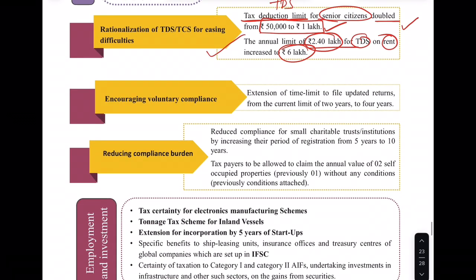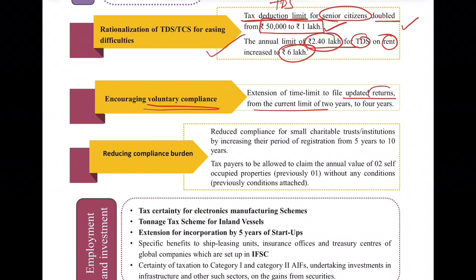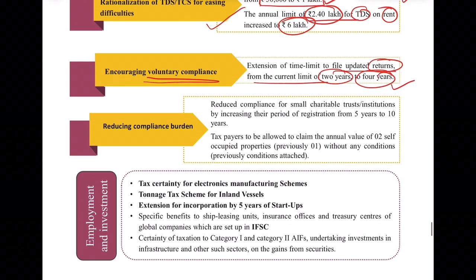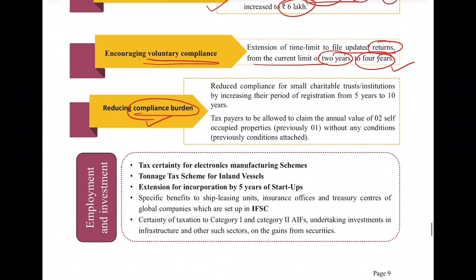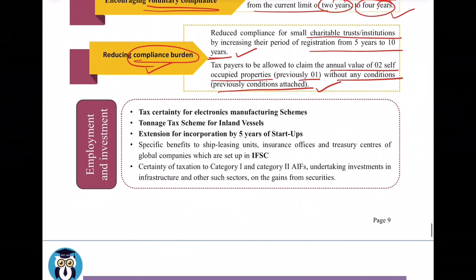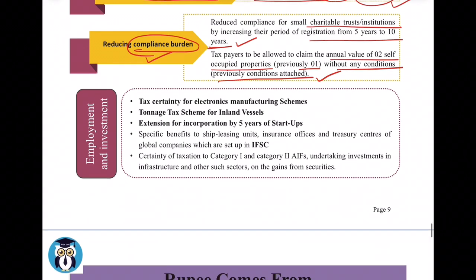Increasing voluntary compliance means you can update the returns from the current limit of 2 years to 4 years. Reducing the compliance burden for charitable trust registration from 5 to 10 years. Taxpayers are allowed to claim the annual value of self-occupied property as zero without any condition. Earlier, a condition was attached.